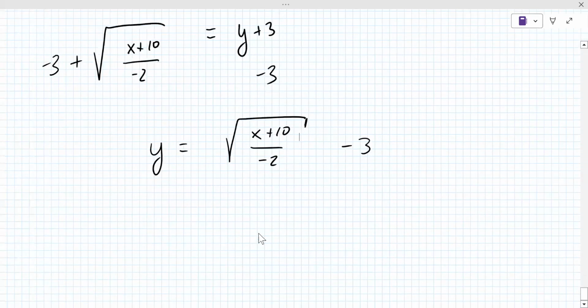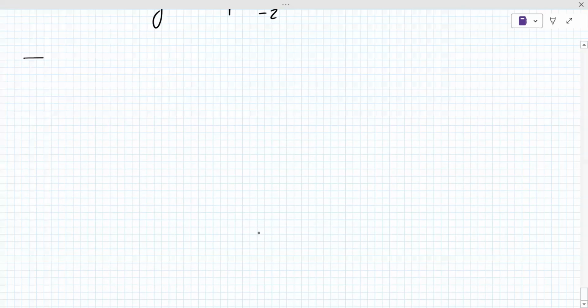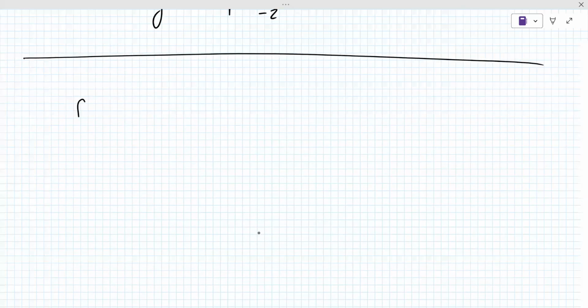So I'm going to give you one to try here. Something for you to think about here. f of x equals 4 times (x minus 1) squared plus 2. I'd like you to find the inverse for me, please. So it would be x equals 4 times (y minus 1) squared plus 2.